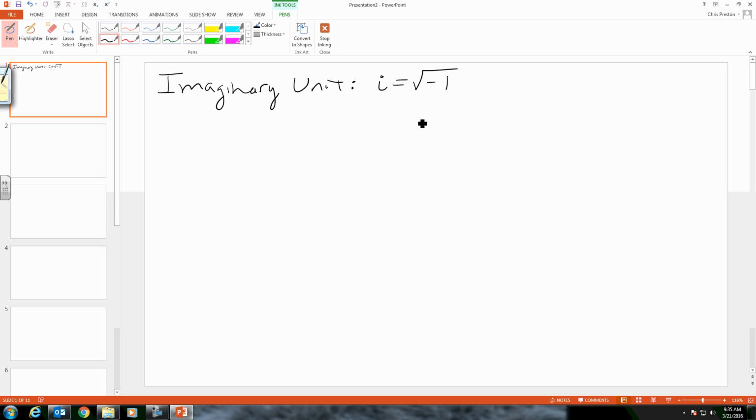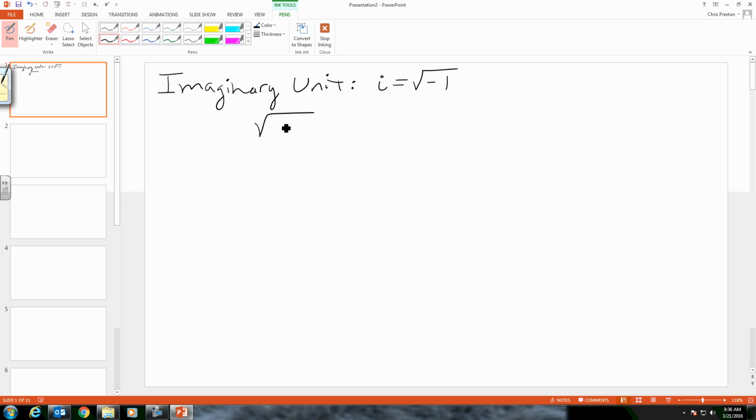Basically, mathematicians ran into the situation where they wanted to be able to square numbers and get negatives. And so they said, well, to solve certain problems, they came up with this new notation, I equals the square root of -1.